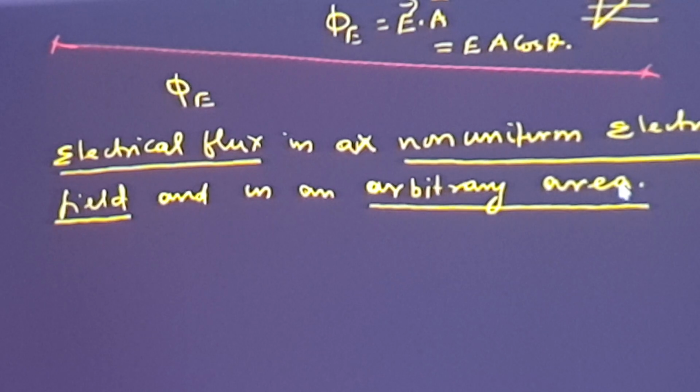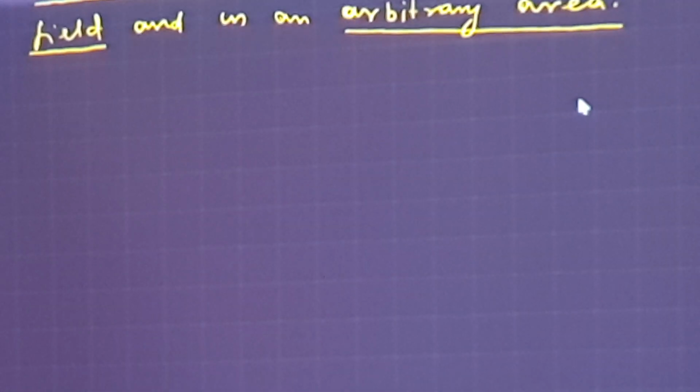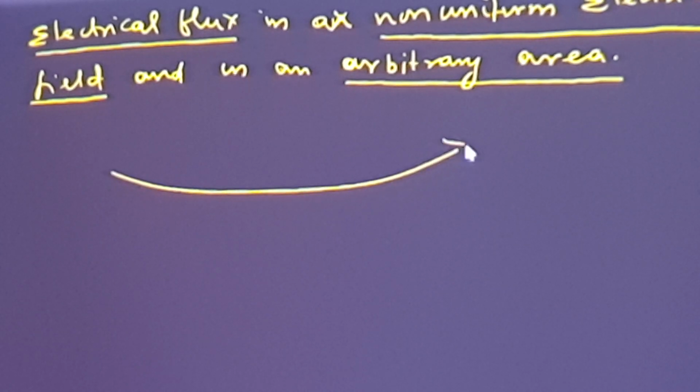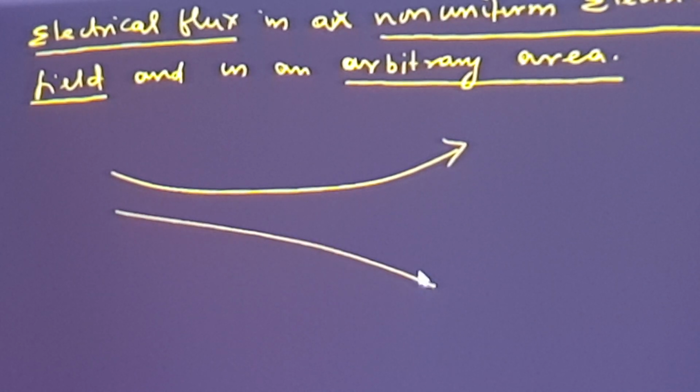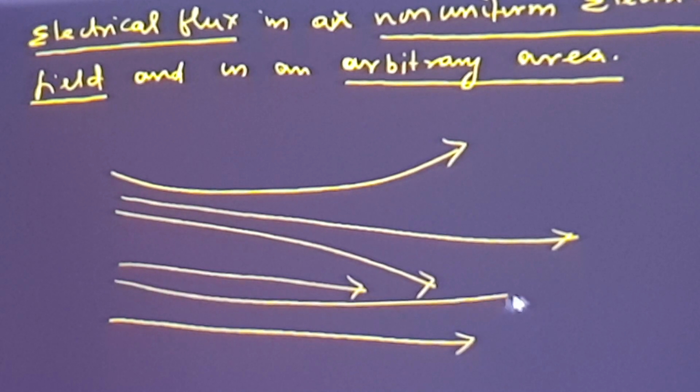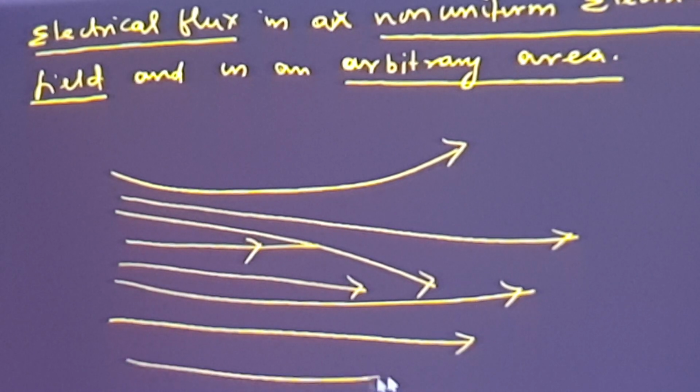First of all, in order to explain this, I am taking a non-uniform electrical field. A uniform electrical field is represented by parallel lines. A non-uniform electrical field does not have parallel lines. It may be of any shape. That is, the electrical field is not the same at all points. It may be like this or it may be like this. So the electrical field lines are not parallel to each other, which means it is a non-uniform electrical field.